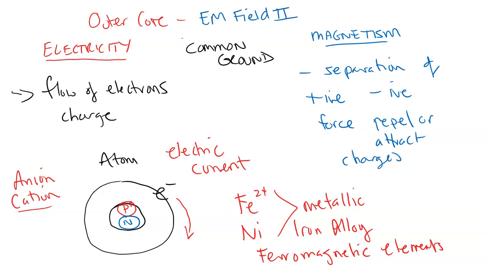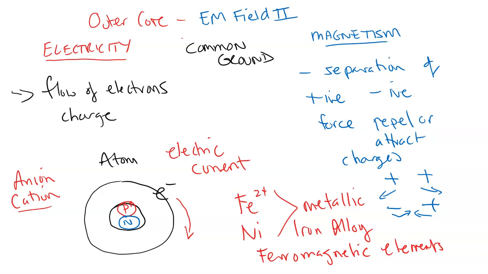Now, we all know from grade school and younger grades that if you have two of the same charges, they will repel and push away. And if you have one negative and one positive, so we have the different, then it would be attraction. And that's the basic magnetism between the charges.